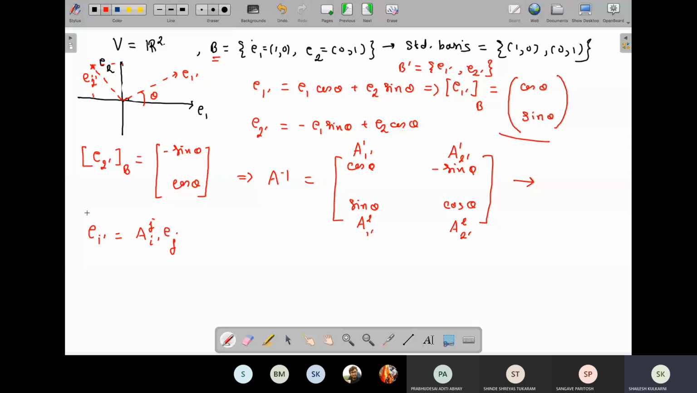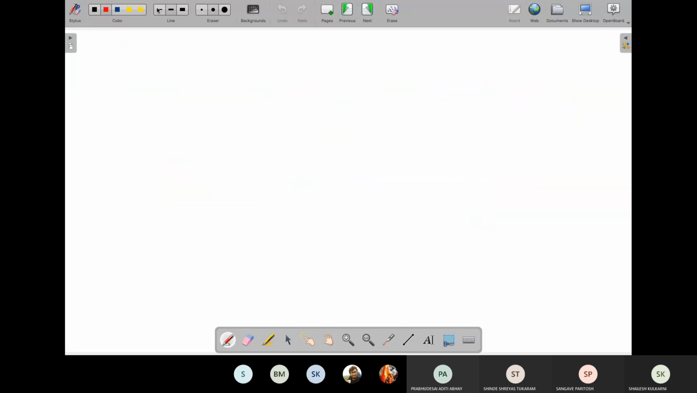Now the next step is to calculate the component of any vector. For that you consider some position vector. You consider the coordinate system, and you consider the position vector R. You have this e1, e2, and then you have this e1 prime and this e2 prime.